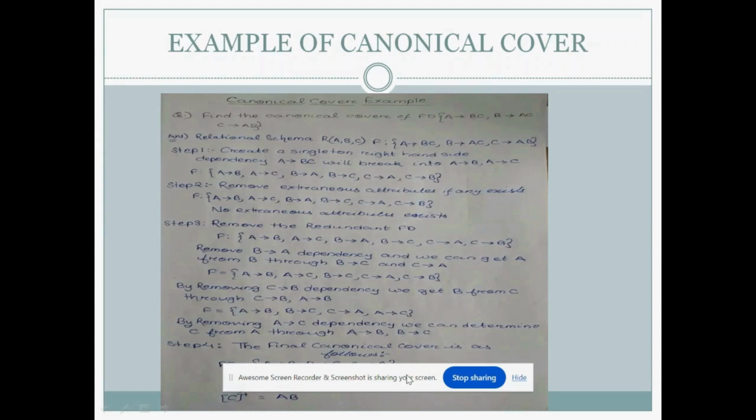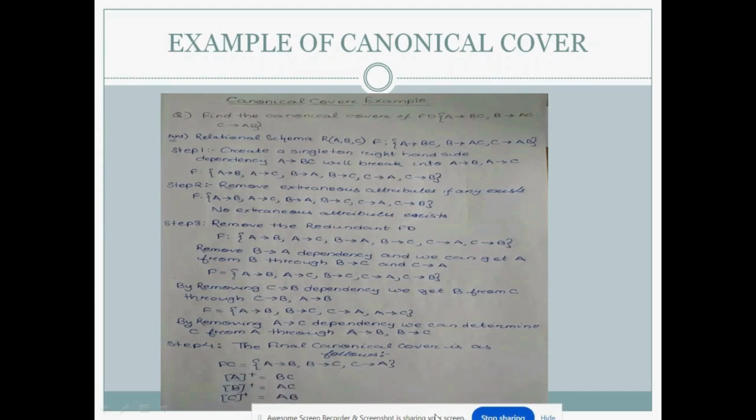So now the step 4: the final canonical cover is as follows. FC is equal to A implies B, B implies C, C implies A. So A closure is equal to BC, B closure is equal to AC, C closure is equal to AB.